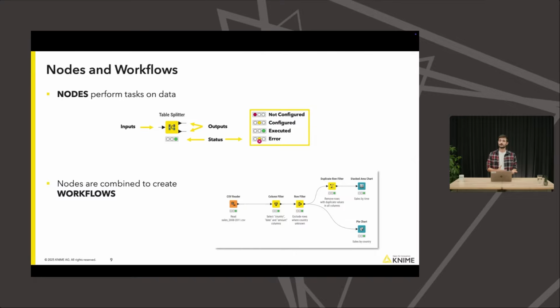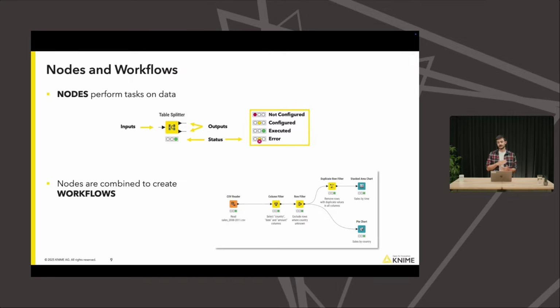Since it is based on the visual programming paradigm, everything is built with those little icons, let's say, that are called nodes. And every node is meant to perform a specific task. There are more than 4,000 nodes, so many tasks that you can build in KNIME. For example, the node table splitter, as you can imagine, splits a data table. So every node has an input table and then one or more output tables that get produced by that node. The node also has a status that always tells you if the node is executed correctly, if there was an error, if you need to configure it, and so on.